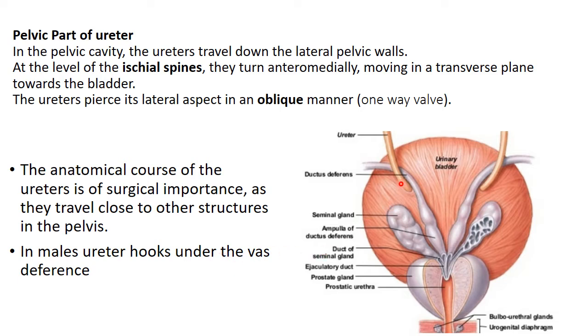In this picture we can appreciate over here, this silver white color is the vas deferens, and this is the ampulla of the vas deferens. Here the ureter hooks under the vas deferens. Actually the vas is lying anterior, superior, and then medial to the ureter. So remember, in male, the ureter hooks under the vas deferens.